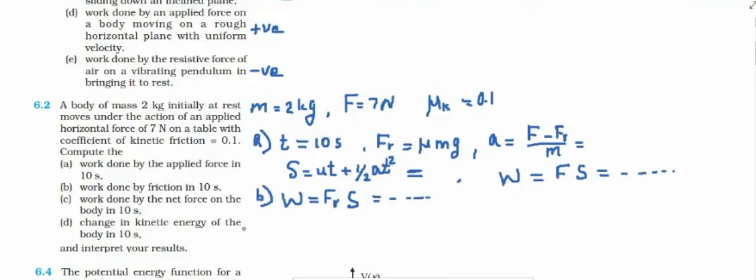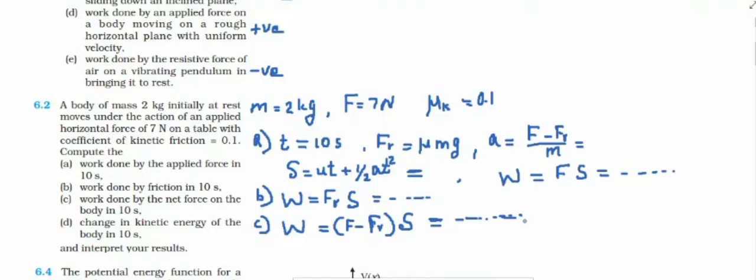Then next, work done by net force on the body in 10 seconds, case C. Work done by net force means, again you can use the same formula, but the difference is that you have to find the net force. Applied force F minus friction Fr, that is the net force. So net force into displacement s will give the work done by net force. So you will get the answer. Please find the answer there.